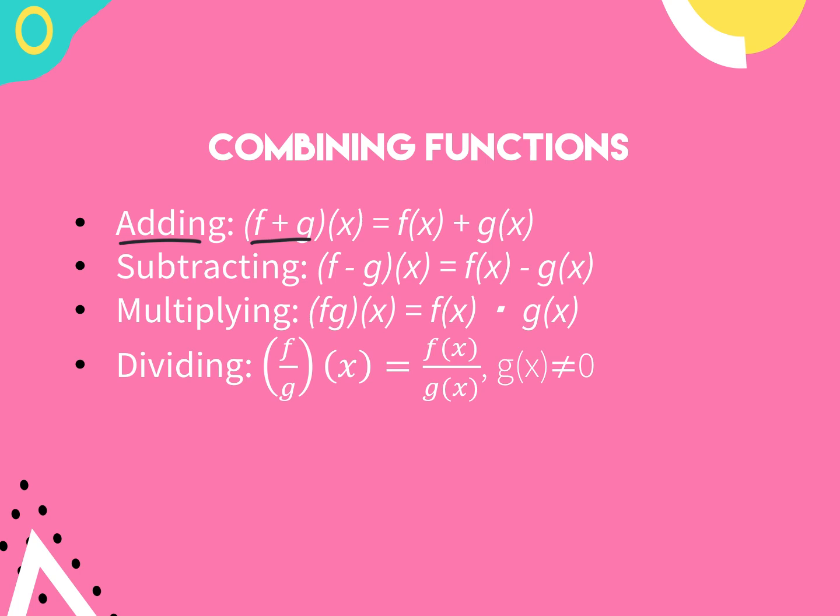So all that really is f of x plus g of x. If we're subtracting, it's f minus g of x. So again, that's just f of x minus g of x. If you're multiplying, it's going to look like fg of x, which is really f of x times g of x. And if you're dividing, it's going to be f divided by g, or f over g of x, which again is f of x divided by g of x.